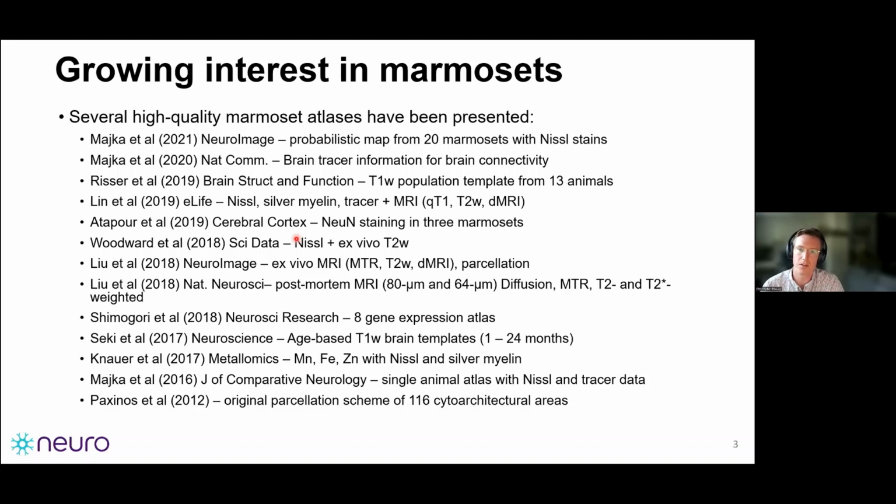I mentioned there's a lot of marmoset atlases. We don't have to go through this whole list, but what we're highlighting here is the recent growth in this field of marmoset neuroimaging. There's an early paper by Paxinos in 2012, but since then, within the last 10 years, there's been many papers publishing open atlases on different parts of the marmoset brain.